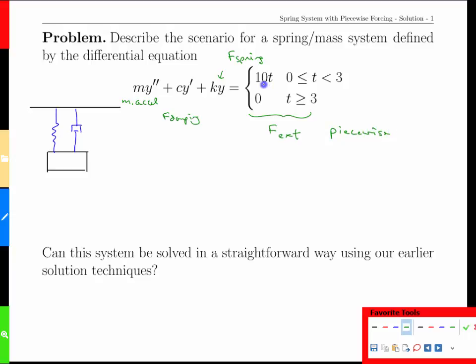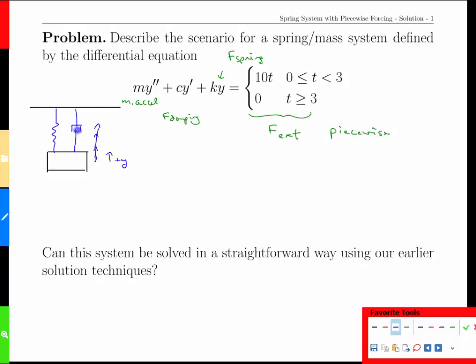And the force described here is 10 times t. So for some axes, y is positive. This force would act in the positive direction. And what it would be is, starting at zero force initially, we gradually pull harder, pull harder, pull harder, until after 3 seconds, we're exerting a 30 Newton force. And then we turn it off. Click, it's gone. And then the mass is going to oscillate after that.